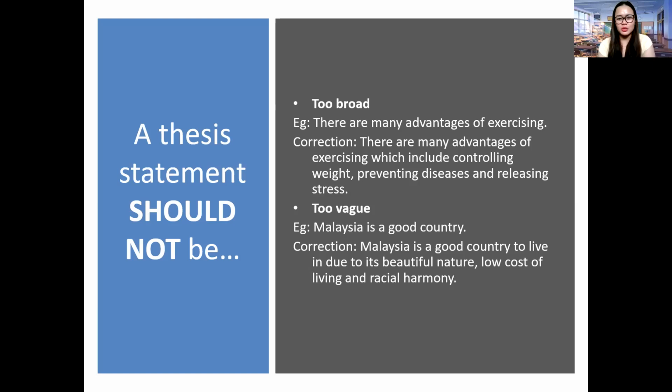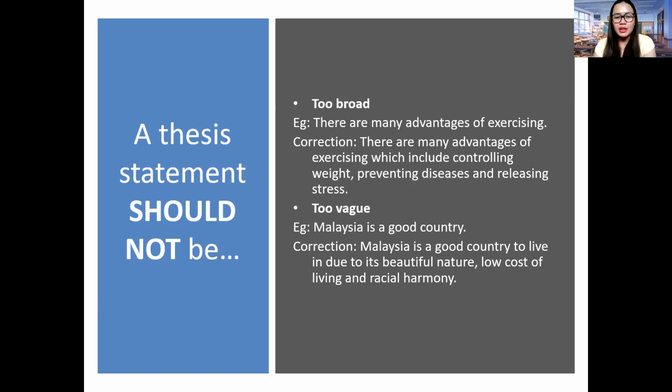Like, Malaysia is a good country. So good for what? You should say Malaysia is a good country to live in because of its beautiful nature, low cost of living, and racial harmony. So I know that in your body paragraphs, we'll talk about these 3 things. So now please go and check your thesis statement. Are you making these mistakes? If you're making these mistakes, please correct them.